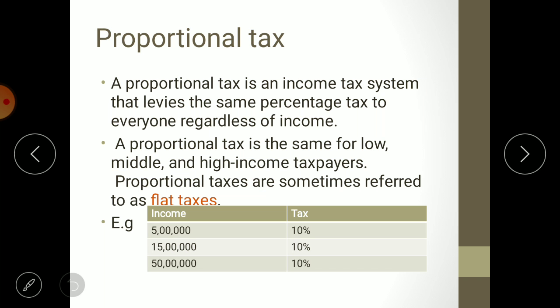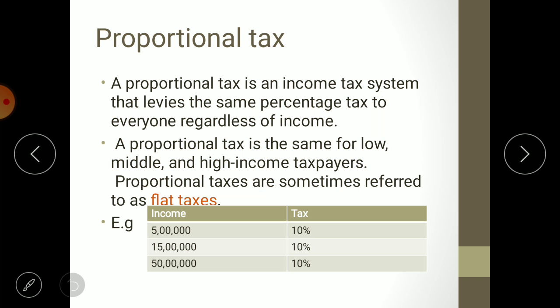A proportional tax is an income tax system that levies the same percentage tax on everyone regardless of income. What is proportional tax? Same percentage of tax regardless of income. Whatever you are earning, the tax you need to pay is decided by the government, whether you are earning more or less, whether you are rich or poor, richest or poorest. If you are earning a single penny, you need to pay tax irrespective of whether you are capable of fulfilling your daily needs or not.